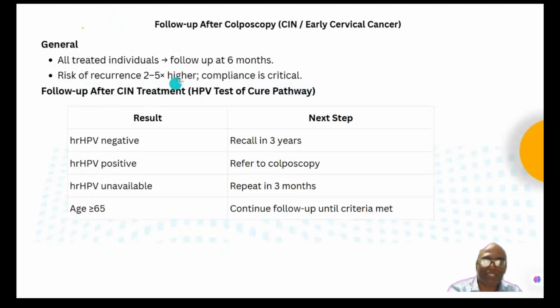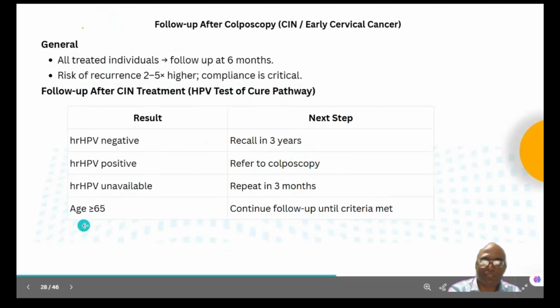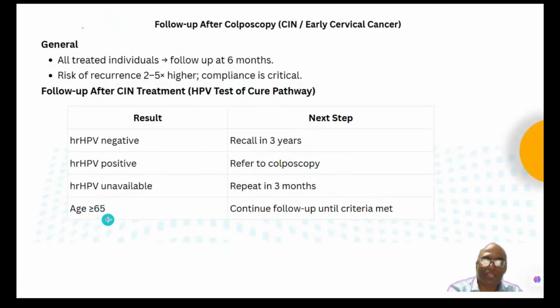Follow-up after CIN treatment, HPV test of cure pathway. If HRHPV is negative, she will be recalled in 3 years. If HRHPV is positive, she will be referred for colposcopy. If HRHPV is unavailable, repeat in 3 months, and at age more than 65 years, continue the follow-up until criteria are met. This also we have seen. Here in this particular case, in the TOC pathway, it does not end at 65. She needs to be in the follow-up.